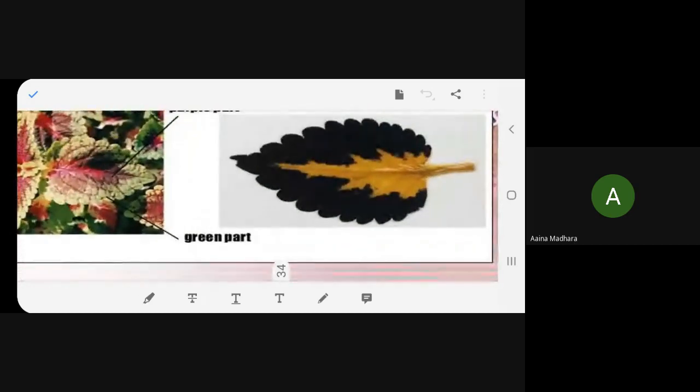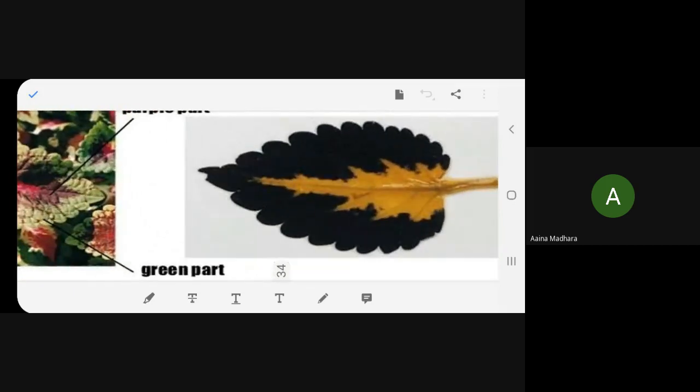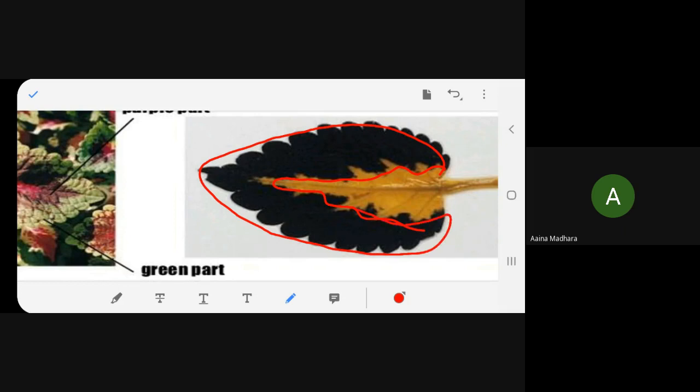When I treated this plant after this alcohol and boiling part and washing part, and then I treated with iodine, I put iodine solution on the leaf after boiling with alcohol, what I see? That this green part has become blue black and the rest part does not change its color. That means this part has taken part in photosynthesis. Why? Because it has got starch. Do you understand? Yes.